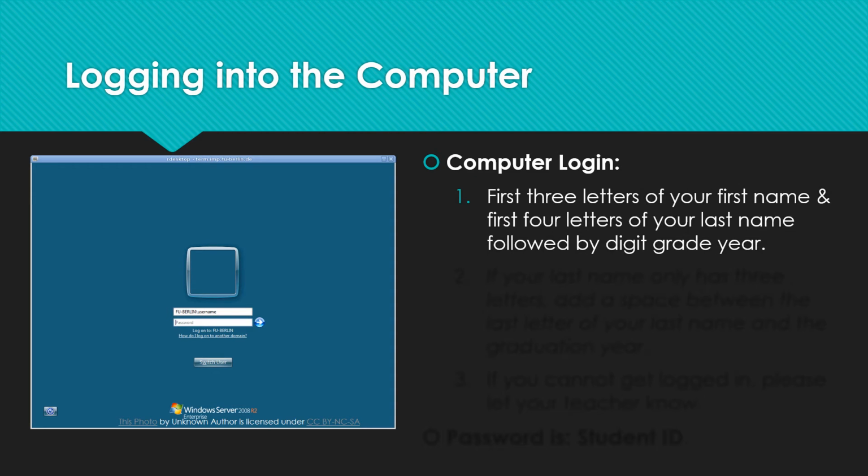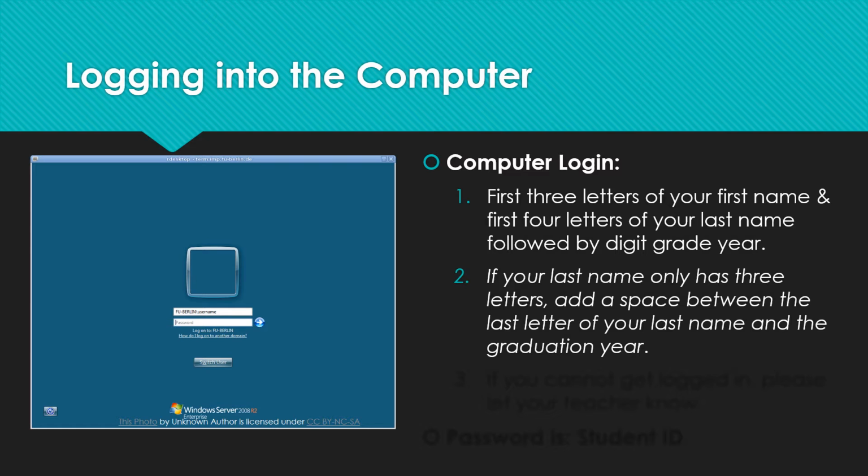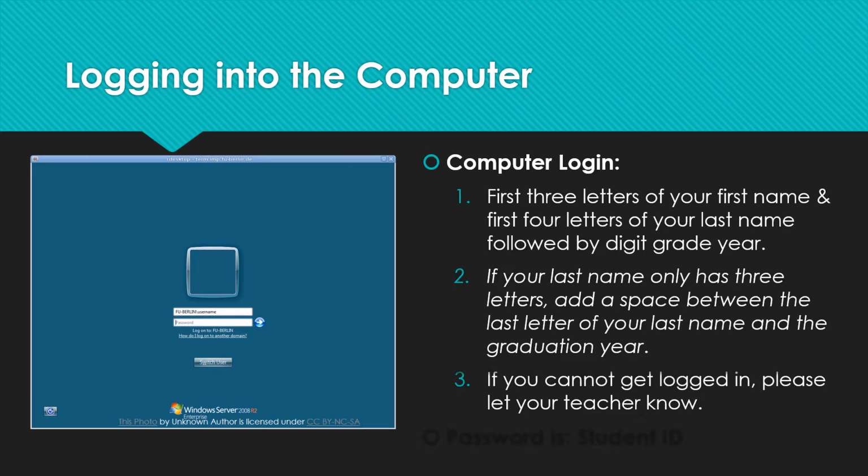Logging into the computer. To log into the computer, use the first 3 letters of your first name and the first 4 letters of your last name, followed by the digit grade year. If your last name only has 3 letters, add a space between the last letter of your last name and the graduation year. If you cannot get logged in, please let your teacher know. Your password is your student ID.